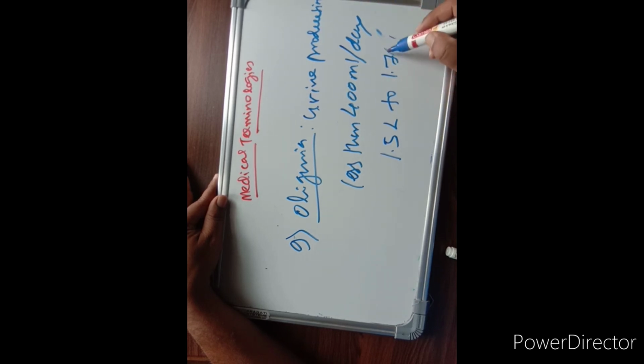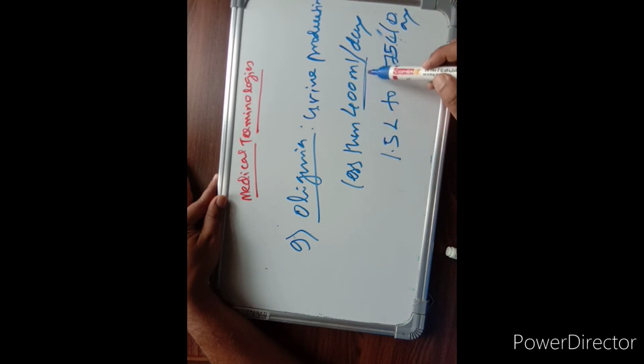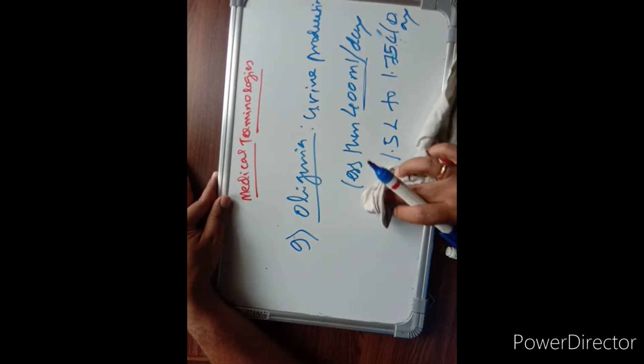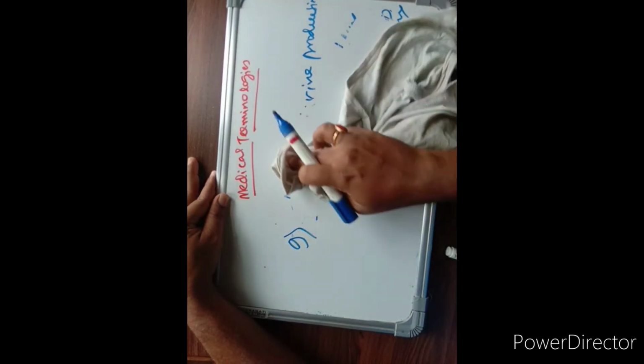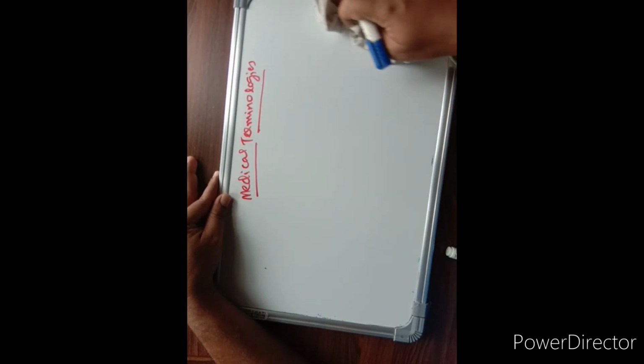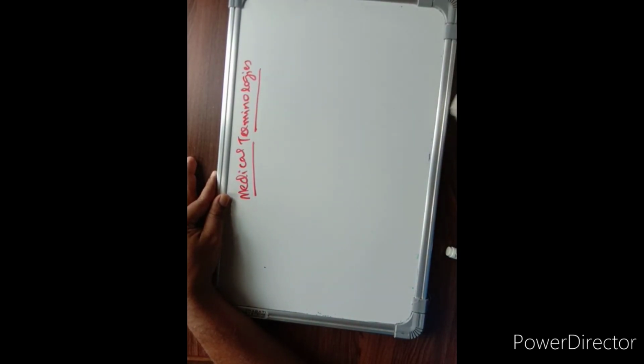1.75 liter per day. But here the patient's urine production will be less than 400 ml per day. So whenever a patient has urine production of less than 400 ml per day, it is known as oliguria. This condition you can see in case of renal failure. Whenever there is kidney failure, you can see there is decreased urine production per day.